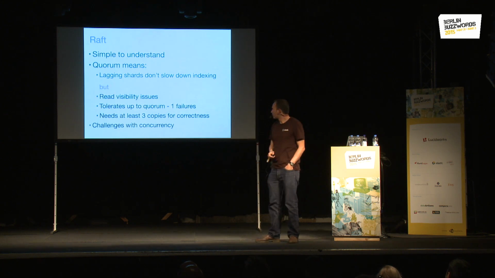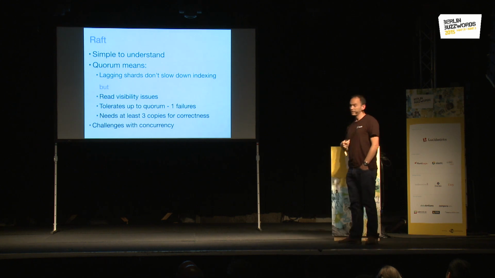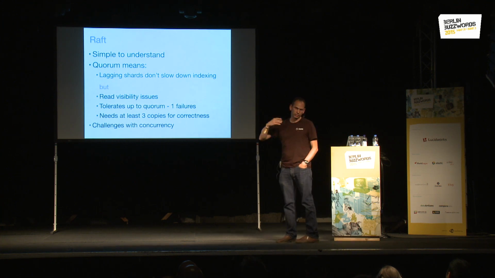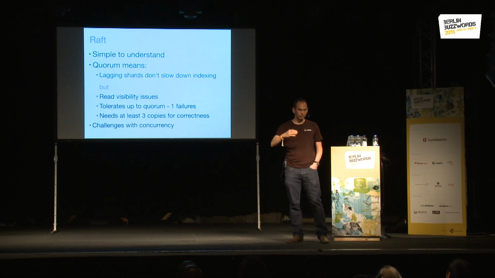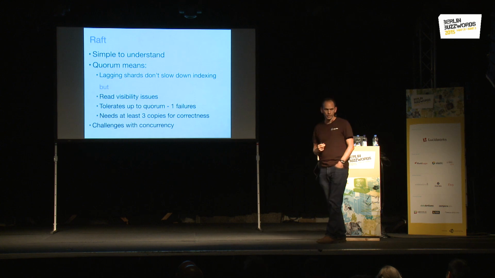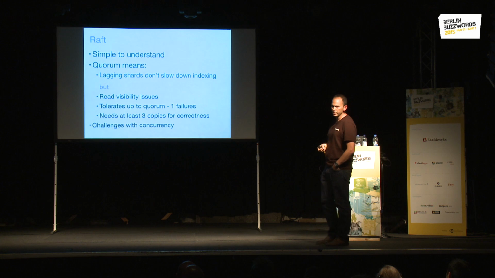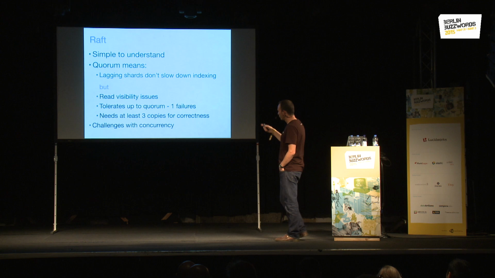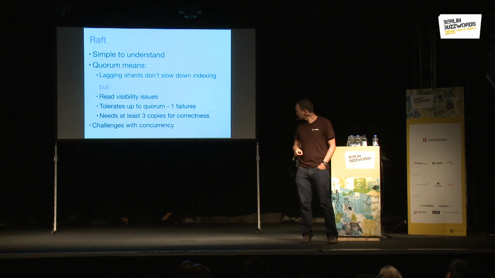So, okay, we talked about it. So what does it mean? It means Raft is simple to understand. It's also simple to implement because of this. It does work by a quorum, which is good because if we have some shards that are slow and fail to acknowledge indexing fast enough, the other quorum of the shards can continue indexing and keep up speed. But that comes with a price. We have this read visibility issue that we saw. You can read from a stale copy quite easily. And you can only lose up to a quorum minus 1 copies.